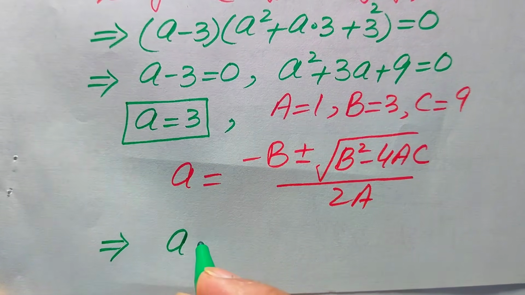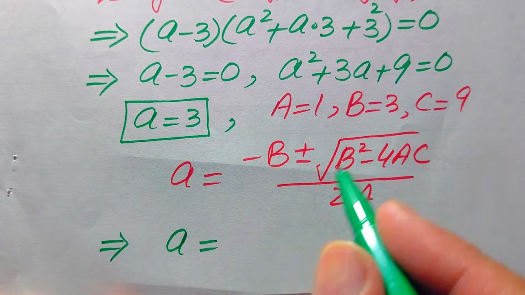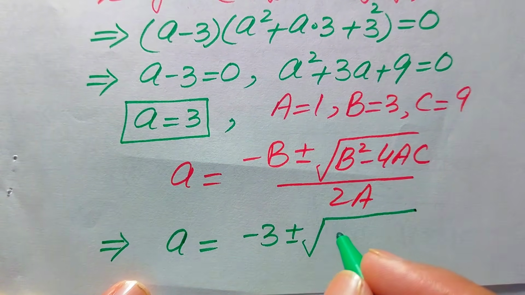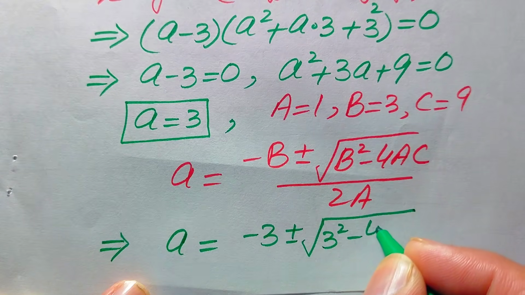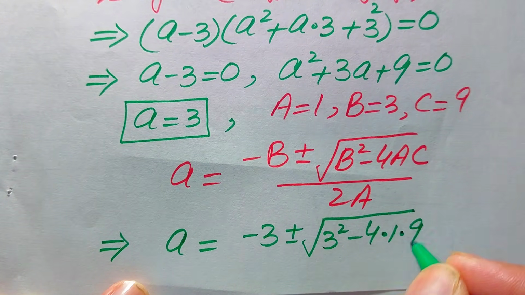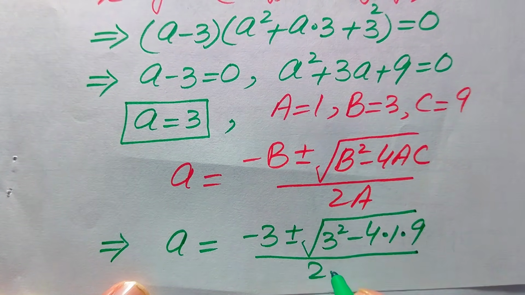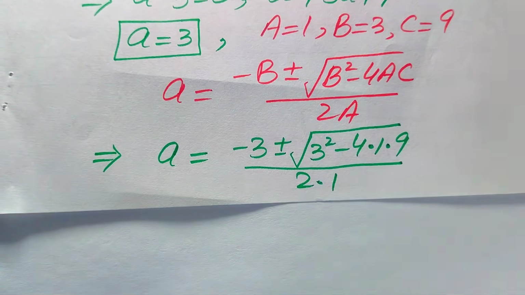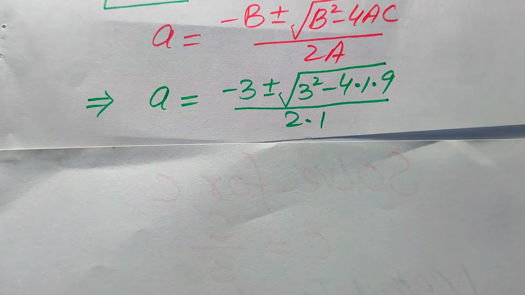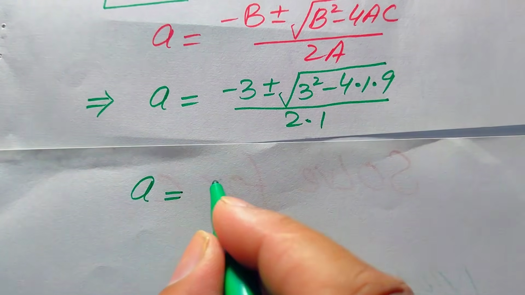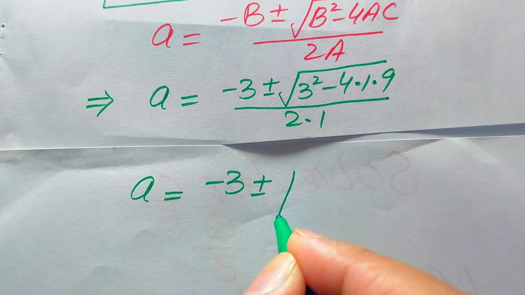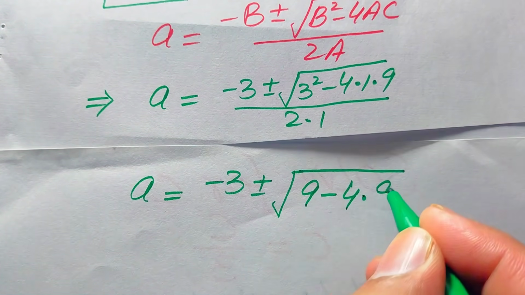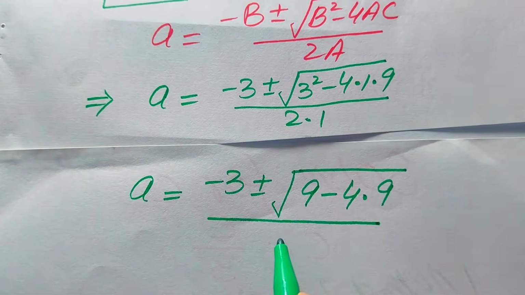This will be written as a is equal to minus b, the value of b is 3, becomes minus 3 plus minus square root of b square. So b is 3 square minus 4 times a is 1, and c is 9, and it is divided by 2 times a, and here our a is equal to 1. So further we need more simplifications, and it will be written as a is equal to minus 3 plus minus square root of 3 square becomes 9, minus 4 times 9, divided by 2 times 1 is equal to 2.